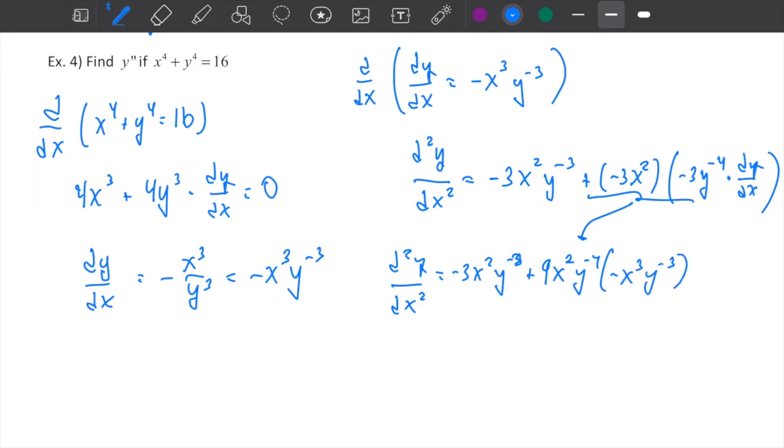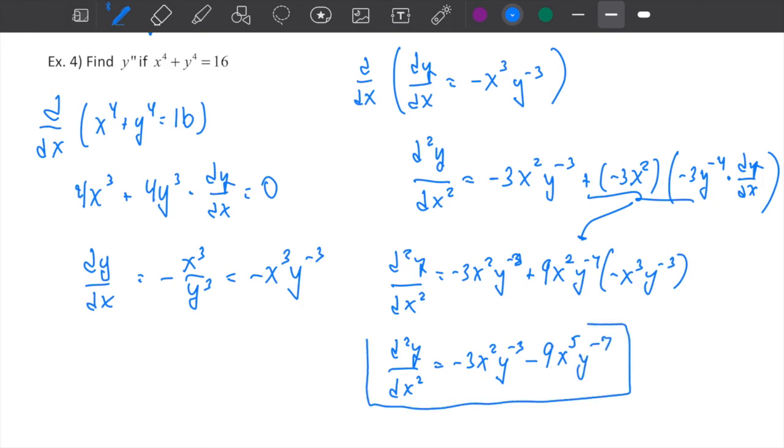I'll simplify this from here. So we've got d squared y over dx squared. The second derivative is negative 3x squared y to the negative 3. We have subtract 9x to the fifth y to the negative 7. There's our second derivative. Now, if you came up with something using the quotient rule back from the start, you would get the same thing. You would come up with an equivalent statement. It might look a little bit different, but it is an equivalent statement. Sometimes the chain rule can be applied and the product rule instead of the quotient rule. Nice little trick. There we go.